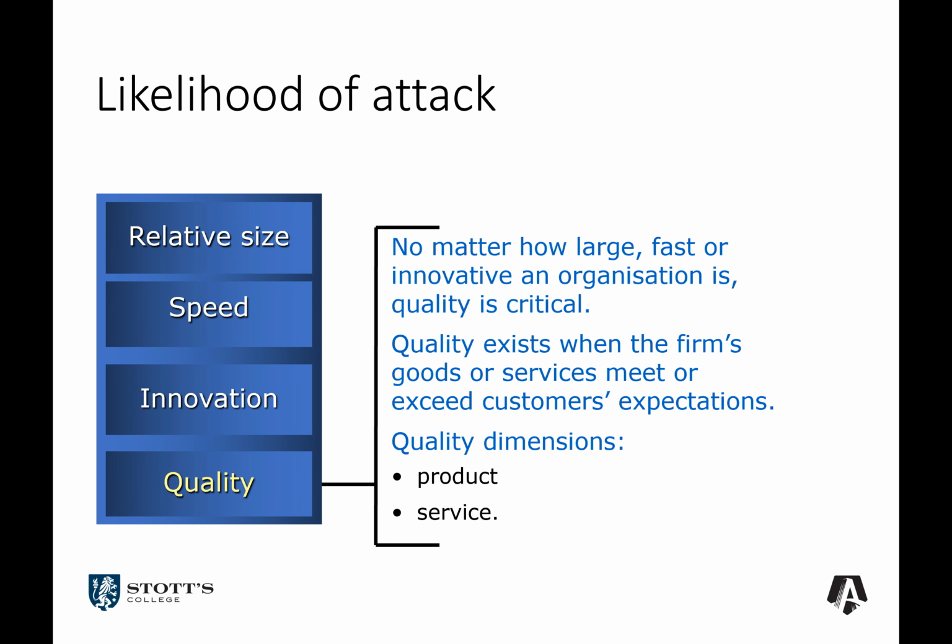Final area to consider here is quality. No matter how fast, no matter how large, no matter how innovative a company is, quality, or the perception of quality, is an important, critical factor in whether your organisation performs or does not perform. There are two dimensions of quality: perceived product quality and perceived service quality.